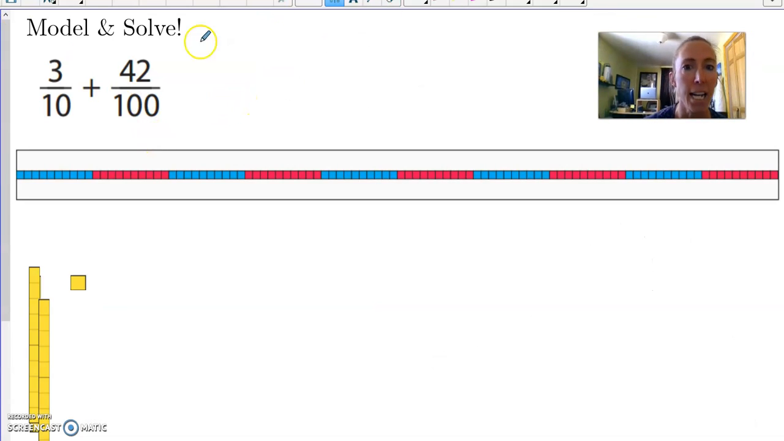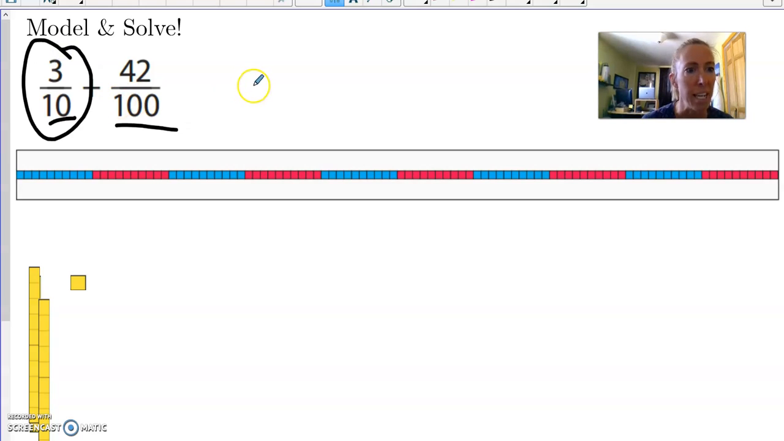All right, we're ready to add some tenths and hundredths. We have 3 tenths plus 42 hundredths. Oh my gosh! How am I going to do this? Because this is tenths and this is hundredths. What? They are not the same. But you guys, we just practiced how to make them the same. Could I morph this one into hundredths? Yeah, I could. 3 tenths is the same thing as, watch what I'm going to do, ghost 0, ghost 0. Oh my gosh, 3 tenths is the same thing as 30 hundredths.